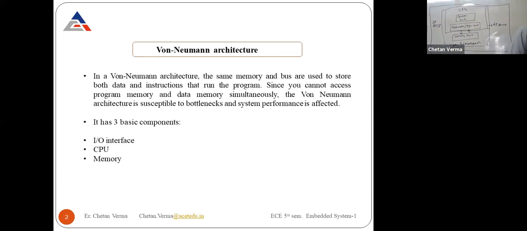There are some advantages and disadvantages of von Neumann architecture, in comparison with the Harvard architecture. So that is the simplified von Neumann architecture. Are all of you clear about this one?